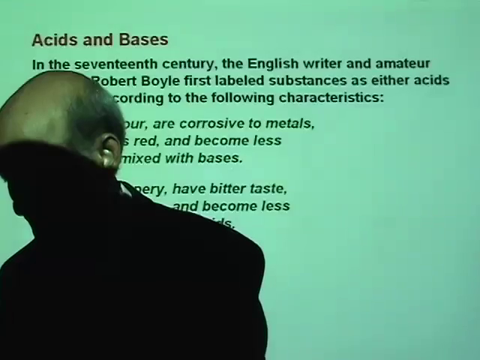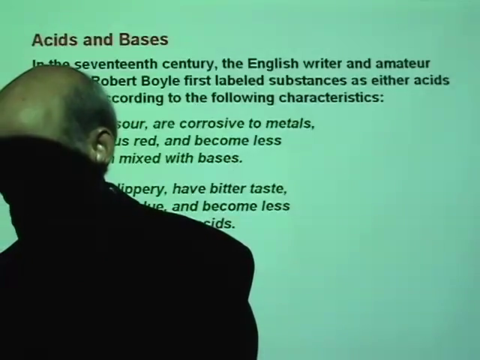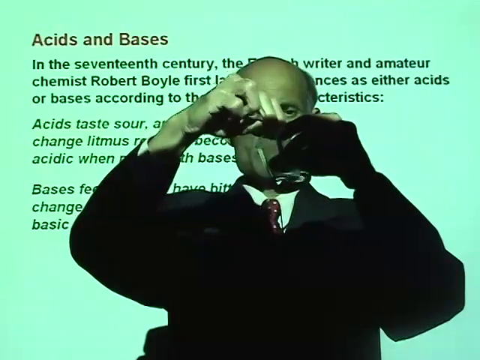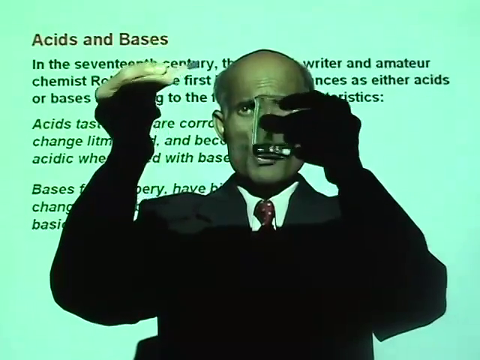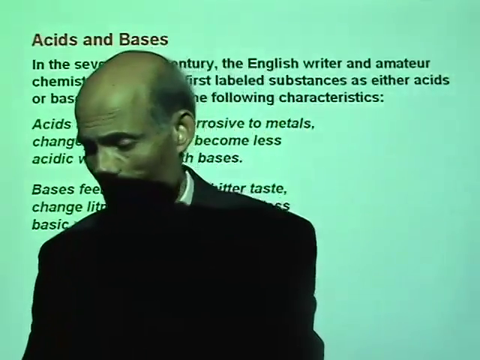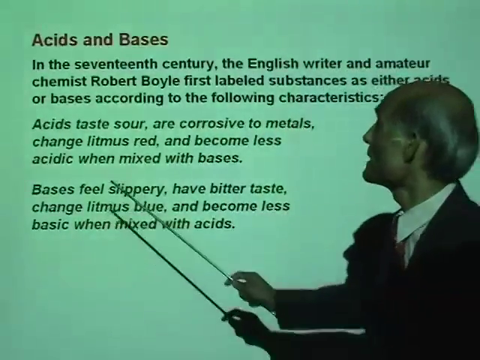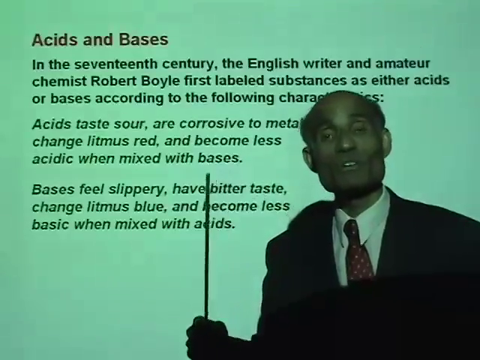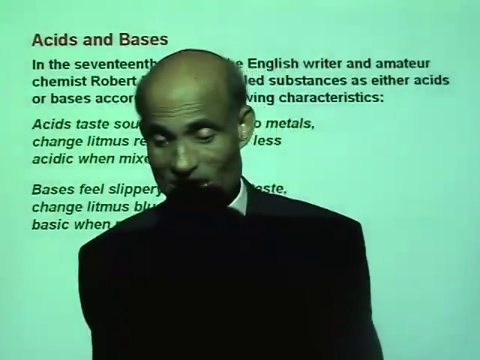Now, I have another litmus paper here, and see if we can test a solution and see if it is a base. I have a solution here, and this is red litmus, and see what happens to that. It has changed blue. So a base solution changes a red litmus to blue, and an acid solution changes a blue litmus to red. And a base feels slippery, bitter in taste, turns red litmus to blue, and of course when mixed with acid it becomes less basic.